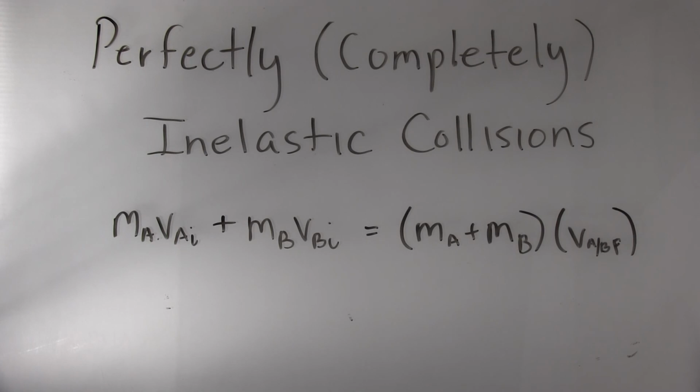A perfectly or completely inelastic collision is a collision in which the colliding bodies stick together and move as one body after the collision. Here you will see the math for it. The momentum of body A before the collision plus the momentum of body B before the collision equals their combined masses times their final velocity.